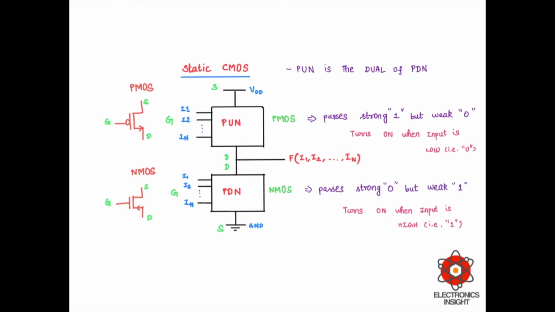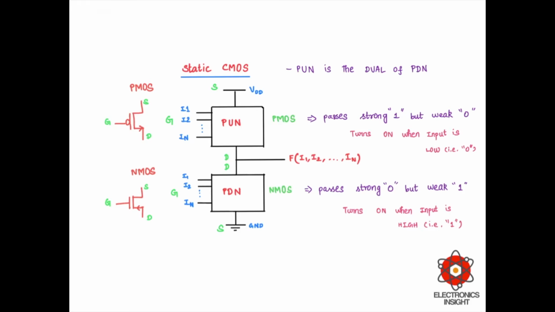Always remember the source of PMOS is connected to VDD, and this is the reason why it is called the pull-up network. PMOS turns on only when the input is low and it produces a high output, or we call it as PMOS passes strong 1 but weak 0. It pulls up the output to VDD. That is why it is called strong 1. It is passing strong 1.